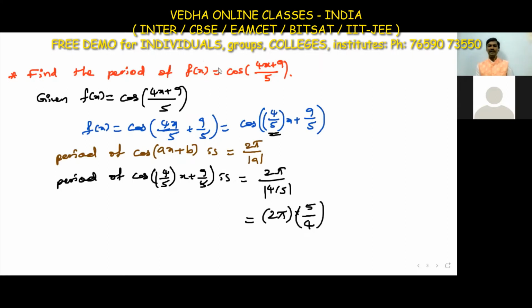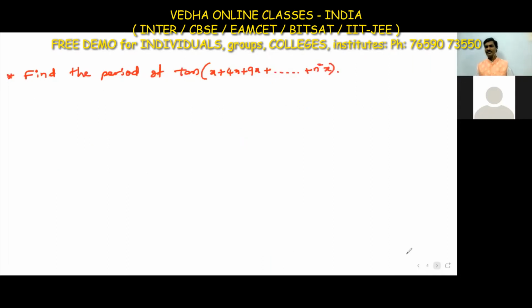I think you can cancel by 2 here. 2 ones are 2, 2 twos are 4. So what do we get here? This is equal to 5 pi by 2. What is the final answer? 5 pi by 2 is the final answer. Okay, so now we'll go to the next question.